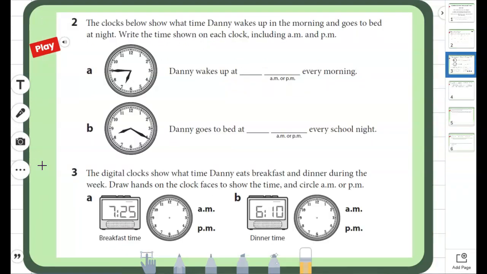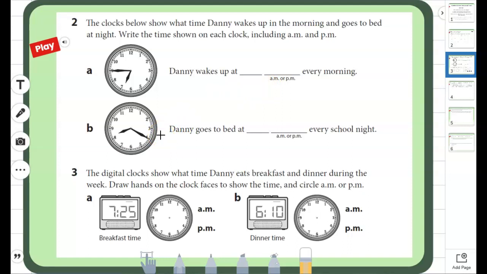Number 2 is showing you 2 analog clocks. The clocks below show what time Danny wakes up in the morning and goes to bed at night. Write the time shown on each clock, including AM and PM. For letter A, write the time that Danny wakes up. Remember to write AM or PM for morning or afternoon. Do the same for clock B that shows when Danny goes to bed.